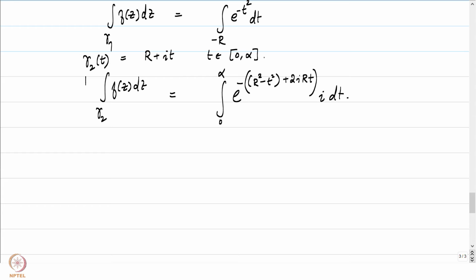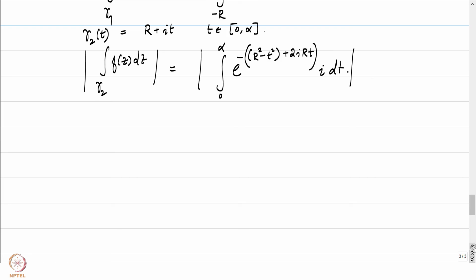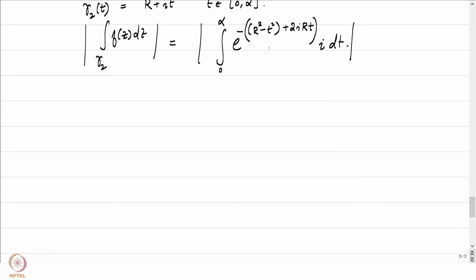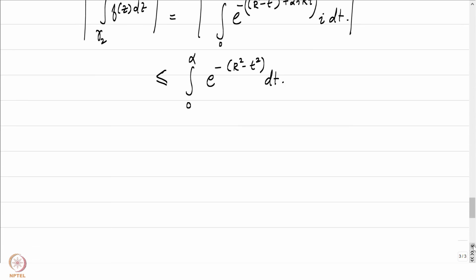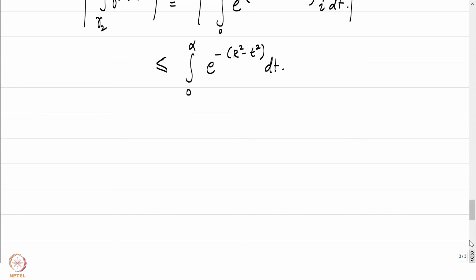So if you now take the absolute value, that's going to be equal to the absolute value here, and by a very similar argument as given earlier, this is just the Riemann integral of the imaginary part and the real part, and that by using a theorem from the first course on real analysis is going to be less than or equal to the integral from 0 to alpha of the absolute value of whatever is inside, which is going to be e to the power minus r square minus t square dt. Notice that t square is going to be less than or equal to alpha square.